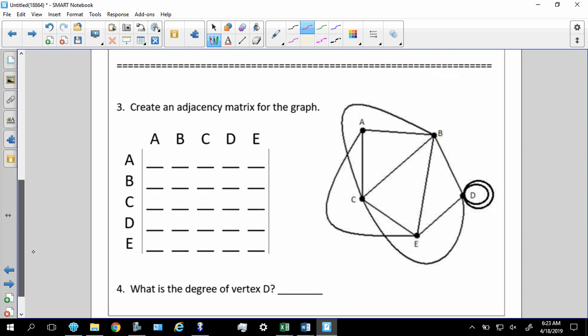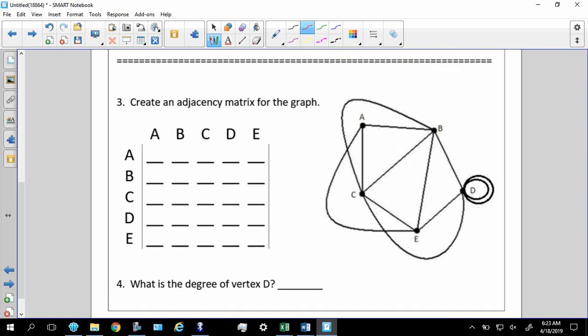All right, so finding the adjacency matrix. Now remember, in the matrix you're just writing how many times things are connected. For example, using the A column. A has no loops, so it's a 0. A is connected to B 1 time, that's a 1. A is connected to C. A is connected to E, and it's not connected to D. So 0, 1.